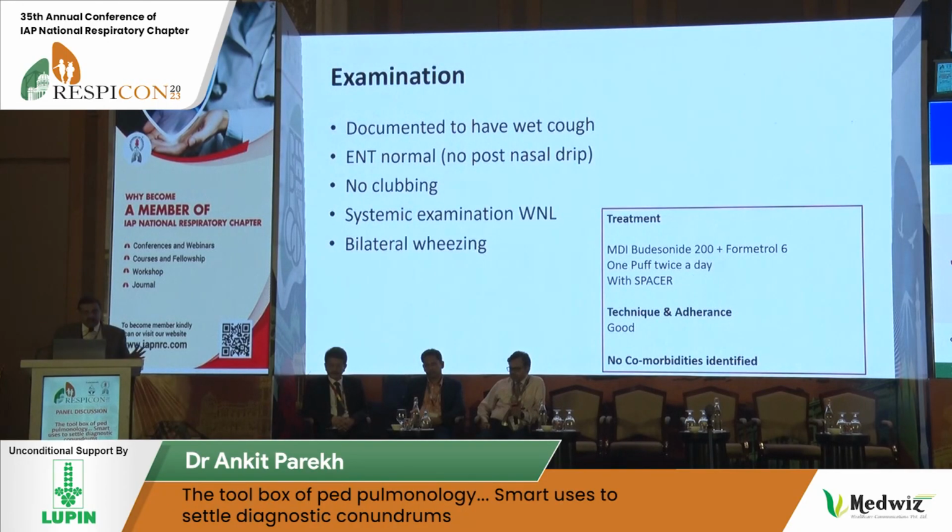Okay. So on examination, it seems to be a wet cough. The ENT examination seems to be fine. There is no clubbing. The systemic examination looks okay, except for a bilateral wheeze. Now, this child is already on this treatment, budesonide, formoterol. You have looked at adherence, compliance, comorbids, and everything is sorted. So my question to Dr. Mrityunjay is that, this seems to be falling into a domain where you feel that it is difficult to treat asthma. Okay, so can you help us understand what are the types? In just 1 to 2 minutes.